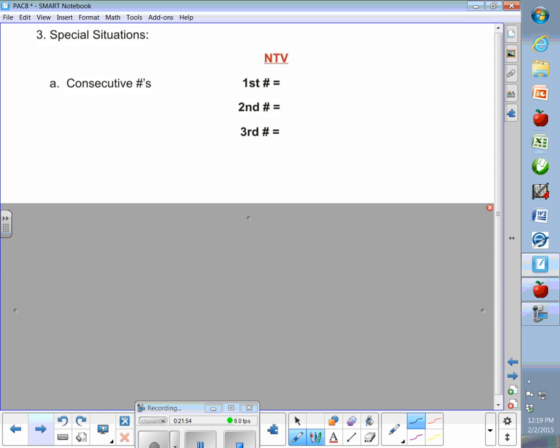All right, let's go with a couple special situations. So your next sheet there in your notes. We have to deal with naming the variable with consecutive numbers. So consecutive numbers go like this: 7, 8, 9. 10, 11, 12, those would be consecutive numbers. 37, 38, 39 would be consecutive numbers. 50, 51, 52, consecutive numbers. -10, -9, -8, -7, consecutive numbers. Okay, so in naming consecutive numbers, make the first number n. That's pretty easy.